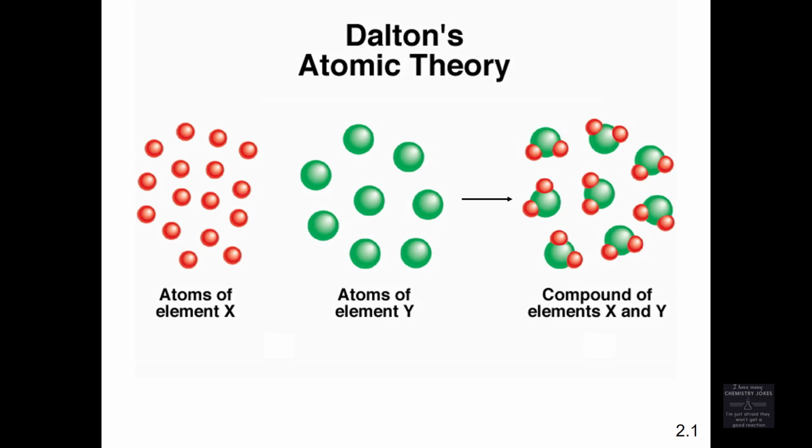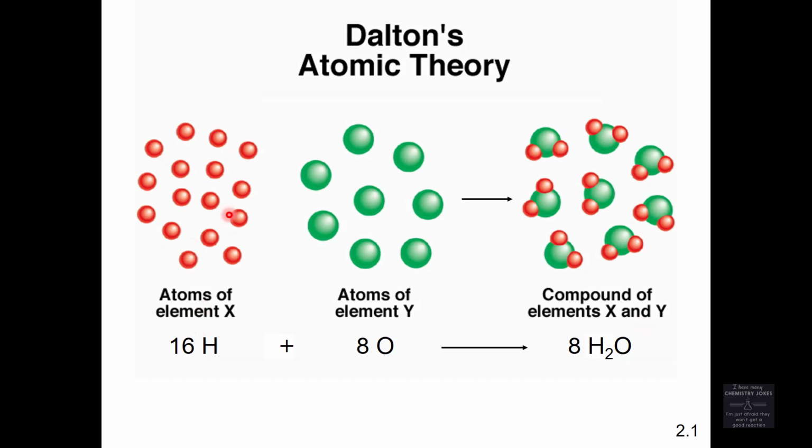So if I have these red atoms, element X, these green atoms, element Y, they can combine to form this compound. If you counted all these little dots, we have 16 red dots, maybe those are hydrogens, and 8 green dots, maybe those are oxygens. They can combine to form 8 molecules of water, 8 compounds of water. There's a reason I keep saying molecules. We'll get there in a moment.